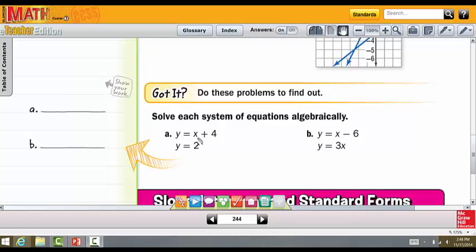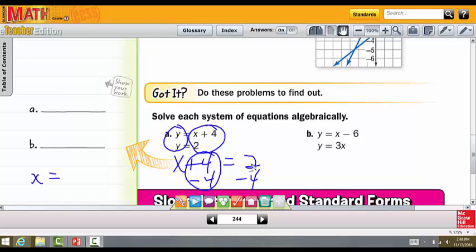So the first thing we can do is recognize that since y equals both this and this, we can set x plus 4 equal to 2 because they're both the same thing. They're both y. So now we have a very easily solved equation here. We can subtract 4 from both sides of the equation, and we end up with a zero pair here, and we have x equals 2 minus 4, and that would be negative 2.